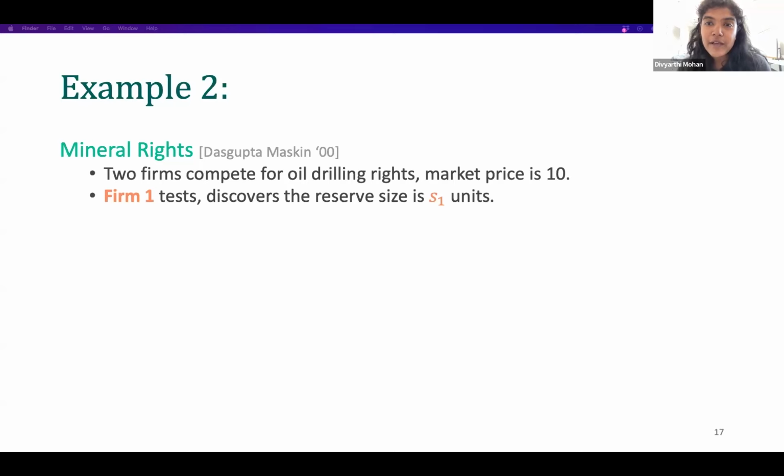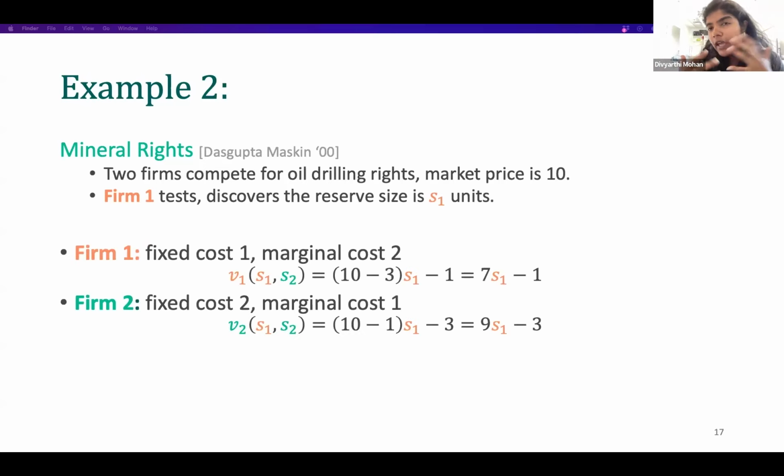For example, you can think of two firms competing for oil drilling rights, and firm one is the one who has the information about how much oil is in this well that they are trying to bid on. But firm two has a much better efficiency in extracting and has much more value per unit of oil that they'll get. So in such scenarios, firm one might want to underreport their findings so that they have a better shot at winning the value.